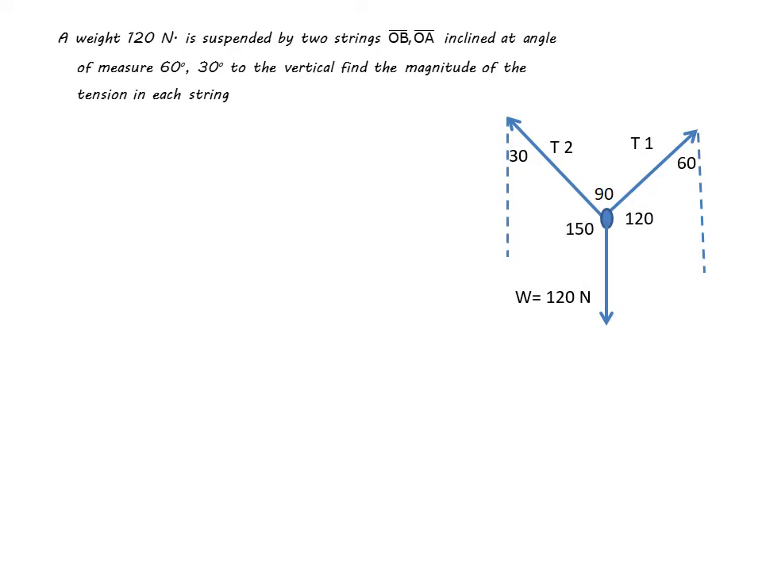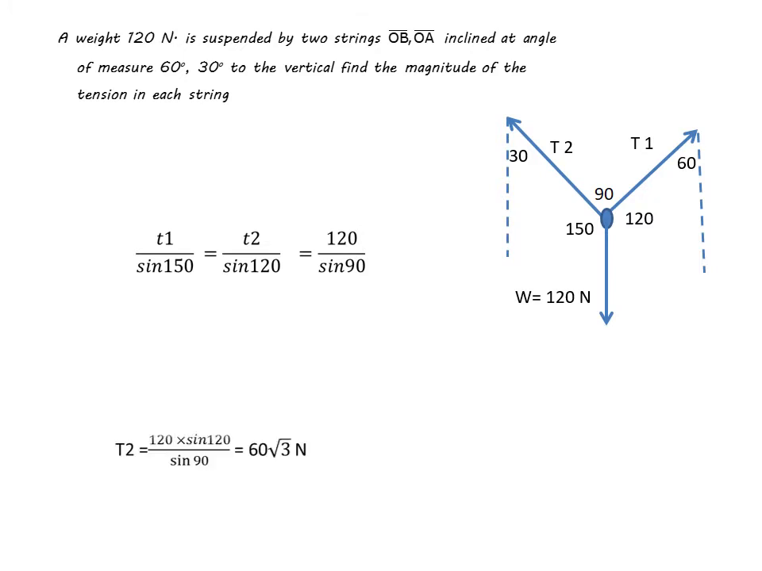How to find the third angle? All of them accumulate at one point. It will be 360 minus (120 plus 150). It will be 90 degrees. Apply Lami's rule: T1 over sine 150 equal T2 over sine 120 equal finally weight over sine 90. Cross multiplication. Finally, T1 equals 60 Newton and T2 equals 60 root 3 Newton.